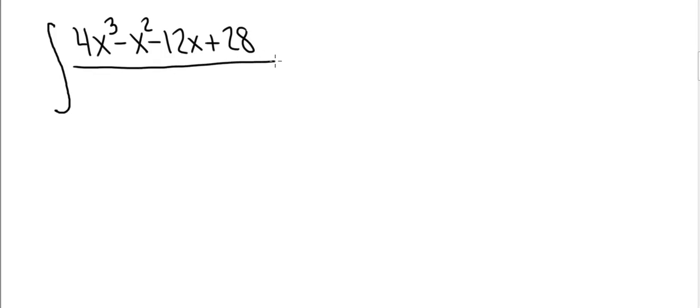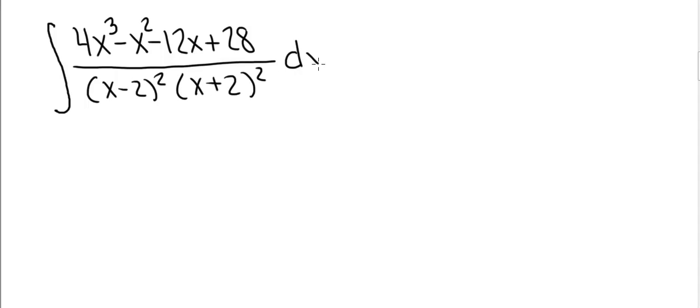Let's use a technique of integration called the method of partial fractions to integrate (4x cubed minus x squared minus 12x plus 28) divided by (x minus 2) squared times (x plus 2) squared.